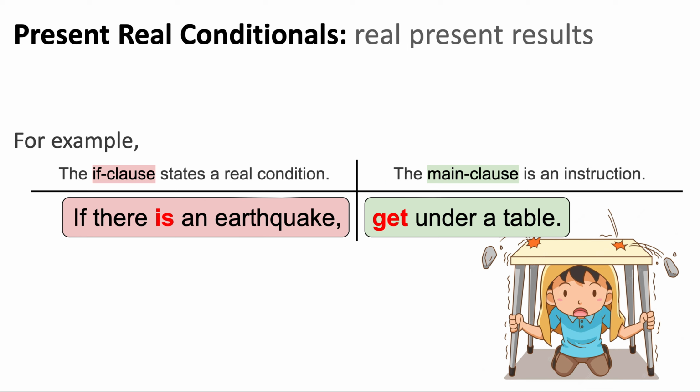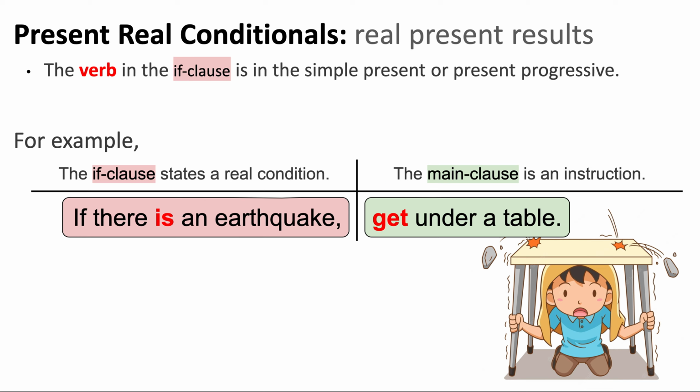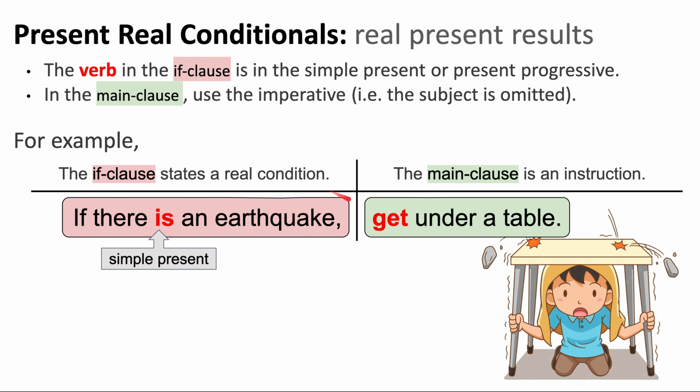Now let's look at the form. Once again, the verb in the if clause can either be the simple present or the present progressive. Here, if there is an earthquake, uses the simple present. Next, remember that the main clause uses the imperative, that is, the subject is omitted.